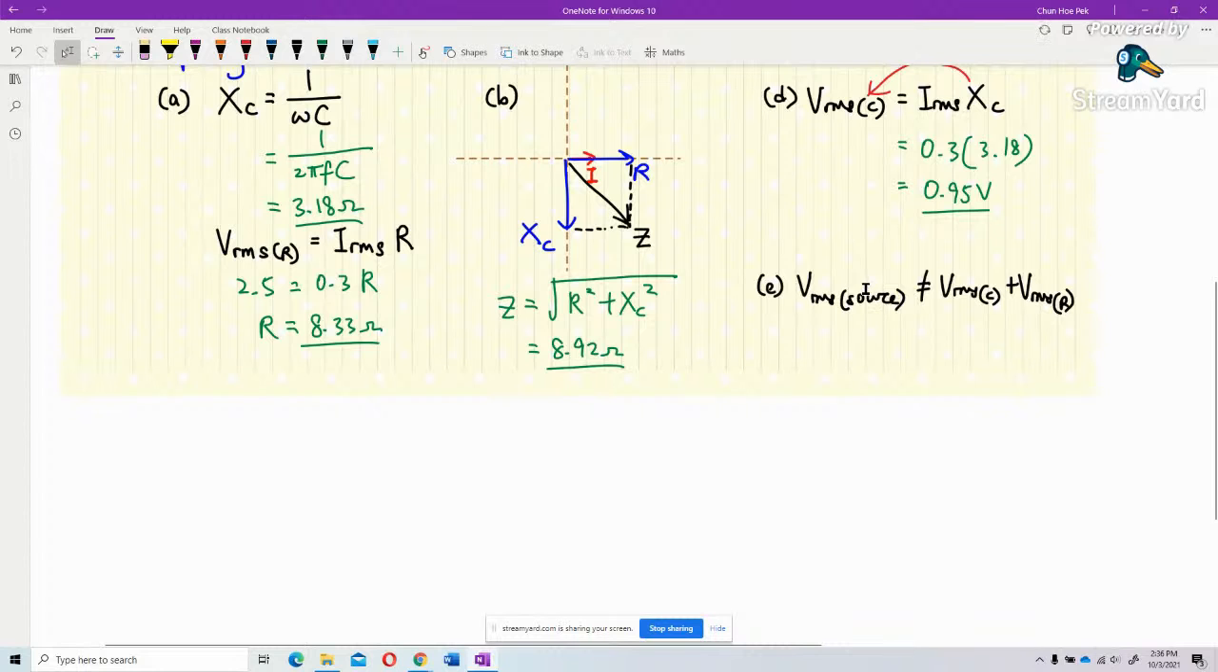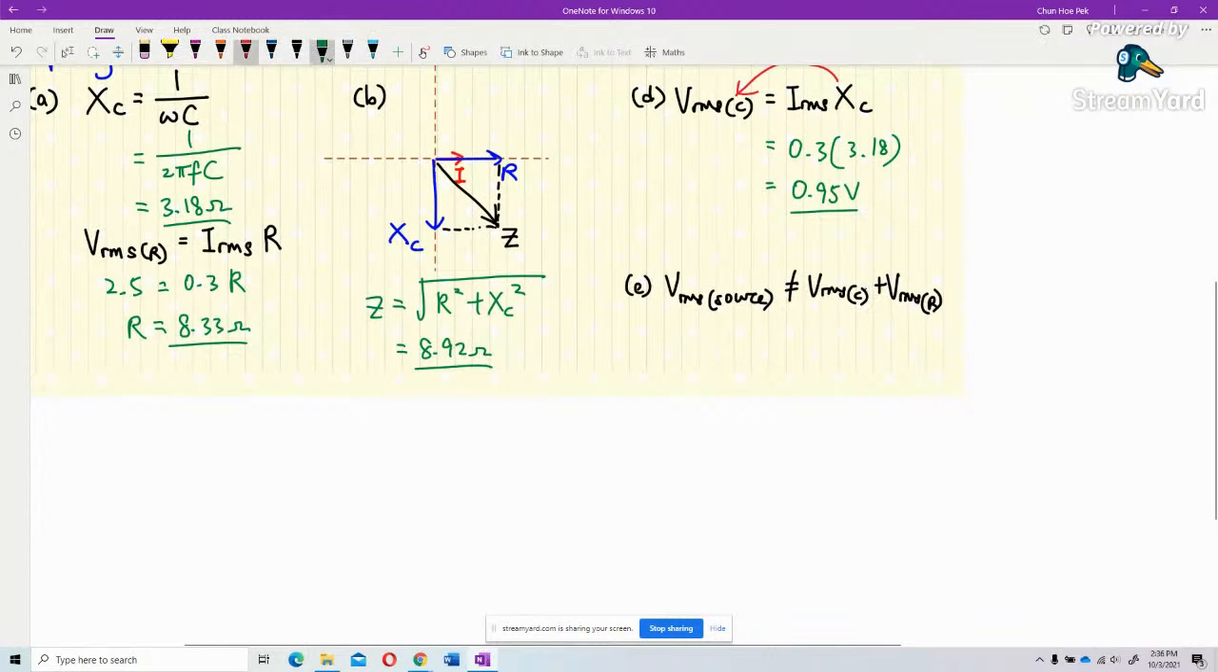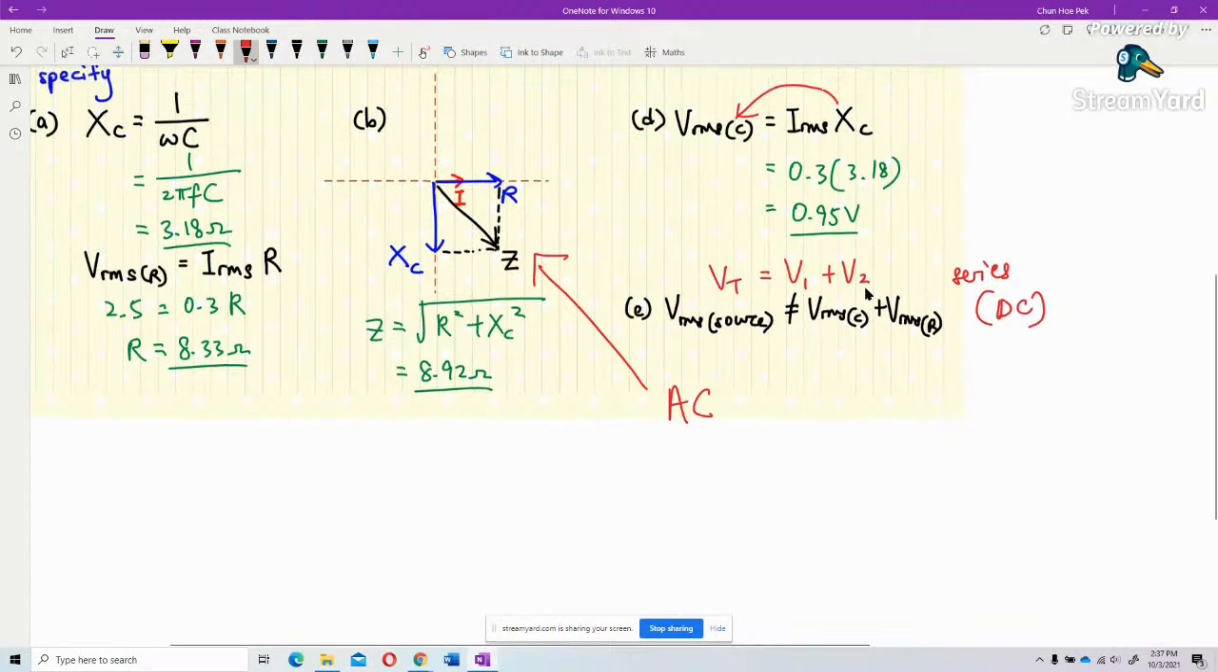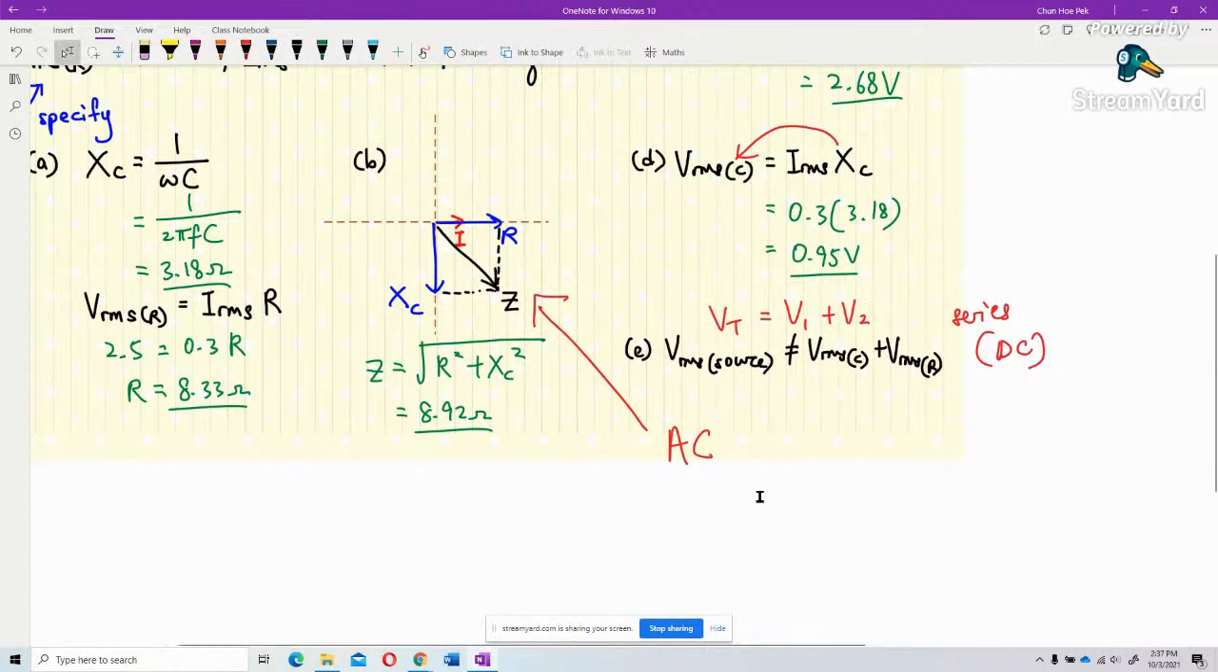This is only for DC circuit, you can do like that. Understand? For DC you can total up. For DC series, you just total up, because in DC series we just V1 plus V2. Understand or not? But this is not DC. This is AC. For AC, you have to use a phasor diagram. You cannot just total up.